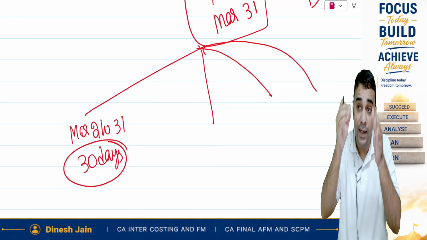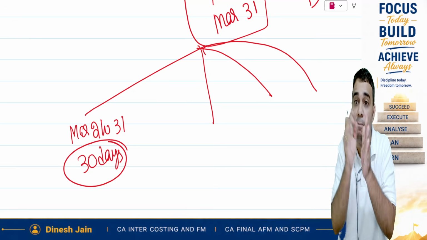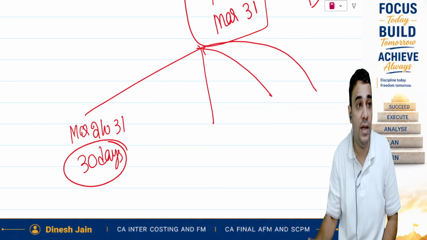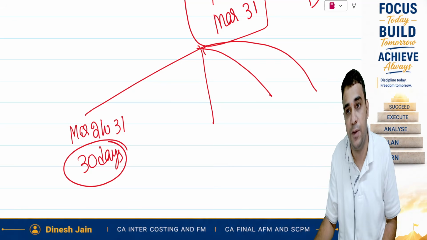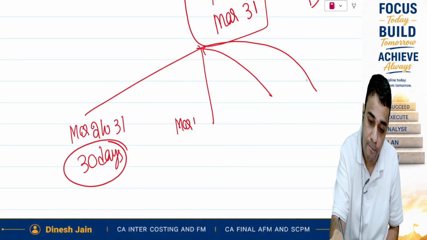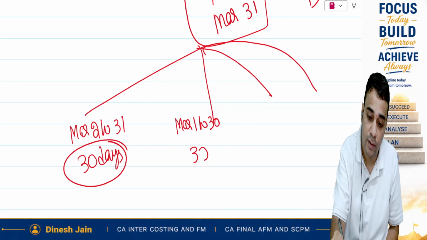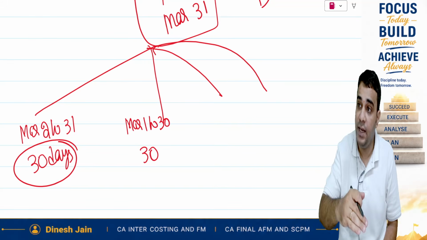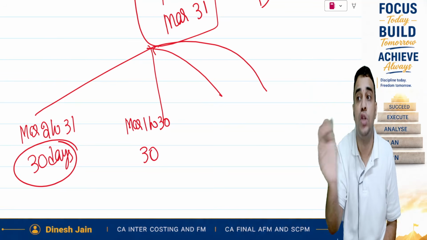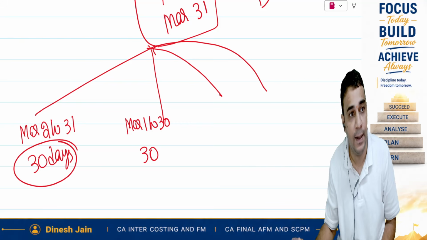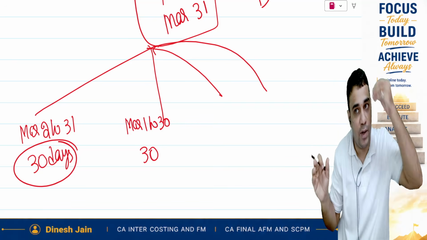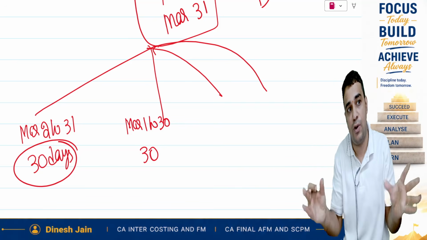Or I invested March 1 opening, and March 31st opening itself money came back. Then 31st will not be part of the days. So it can also be March 1 to 30, or March 1 opening invested, March 31st closing redeemed. Both will be part of the days calculation, or both may not be part of the days also. March 1 is also not there, 31st is also not there.